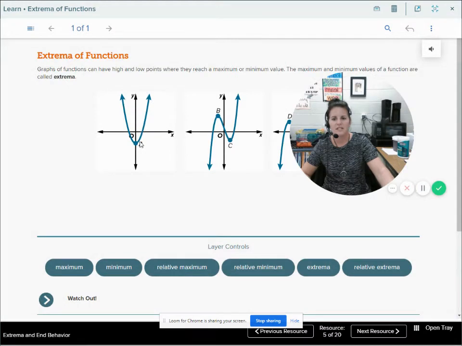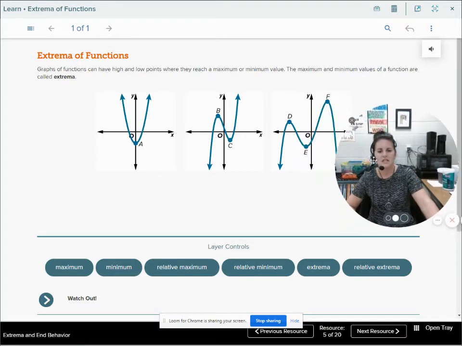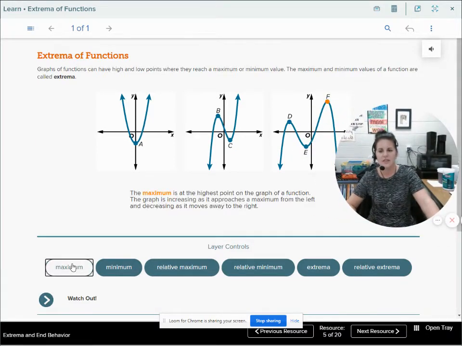So looking at this graph right here, at the bottom of this parabola, point A would be my minimum value, right? So point A is a minimum. Point B is a maximum. Point C is a minimum. Looking at each of these, we've got different things to look at. Maximum is the highest point on the graph. And I said that B is a maximum.